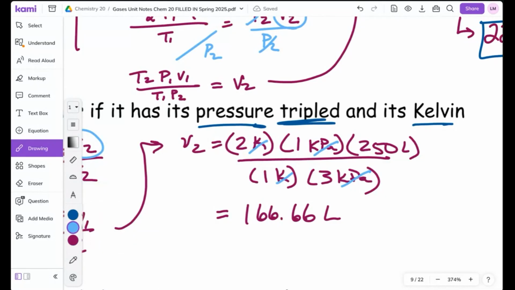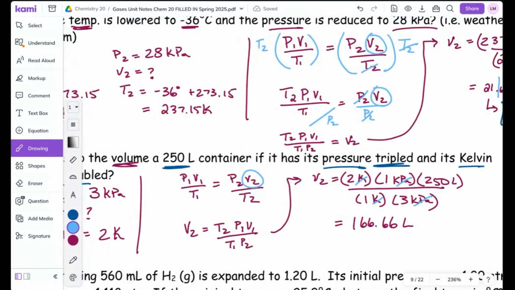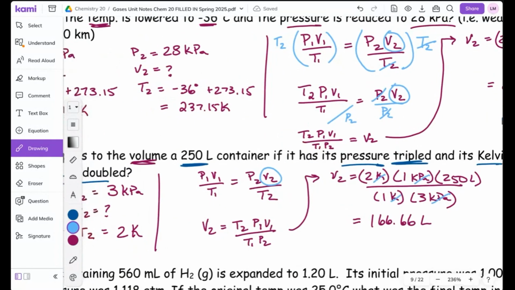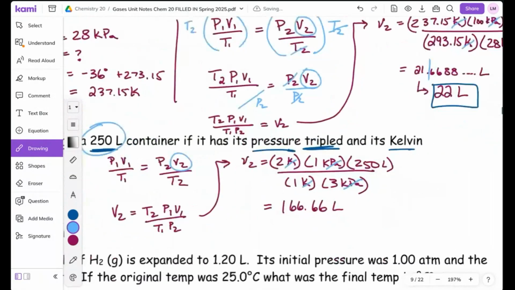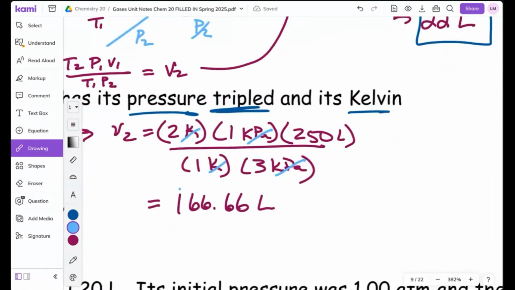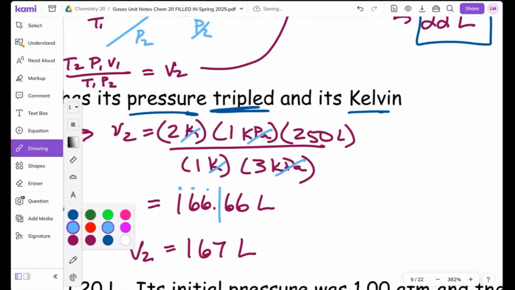liters. Now for significant digits, with the only number I'm given, which is 250, that's 3 sig digs. So then counting from the left, 1, 2, 3, there's my cutoff line. So final answer, 167 liters is our final volume.